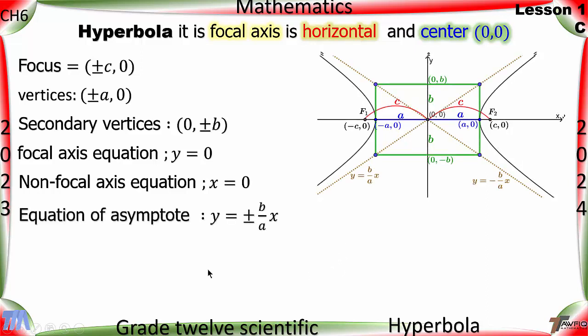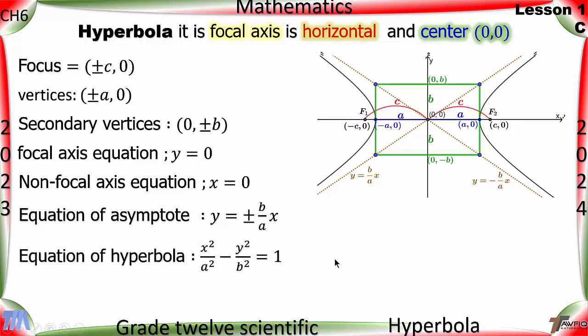And the equation of the asymptotes, as you are looking here, there are two asymptotes. One of them has a positive slope and the second one has a negative slope. This length is b and this one is a. So the slope becomes ±b over a if the focal axis is horizontal.